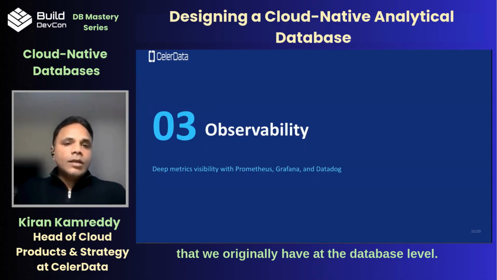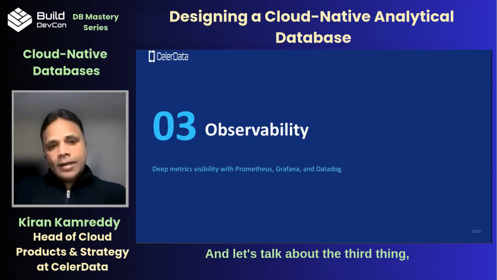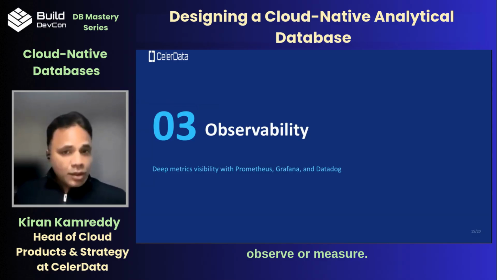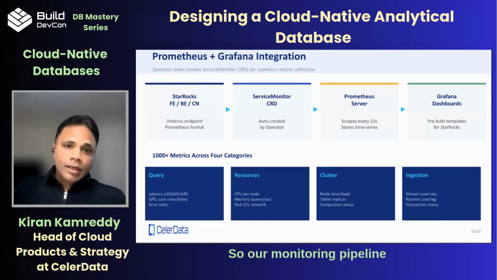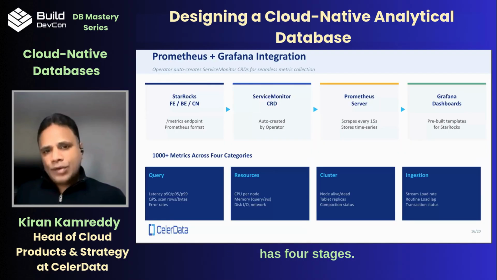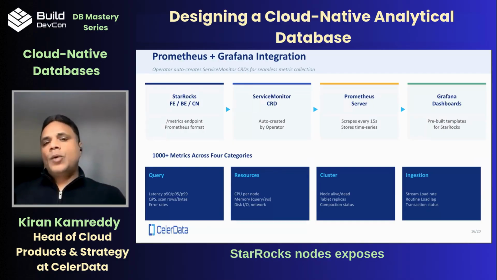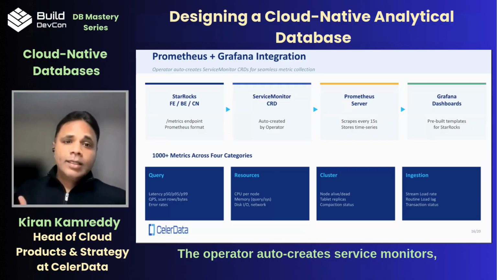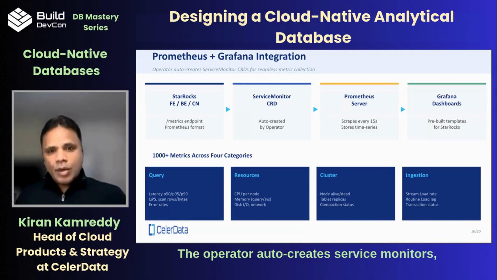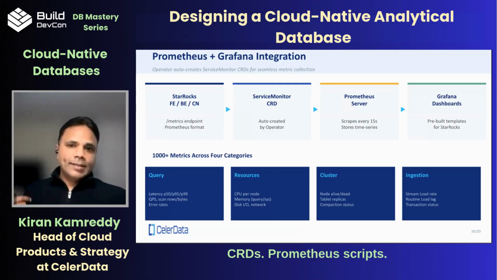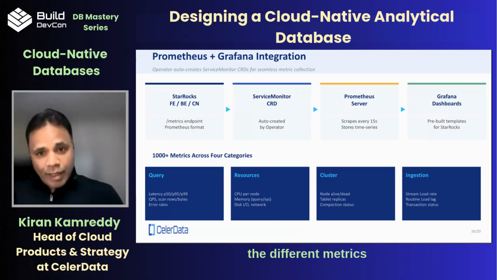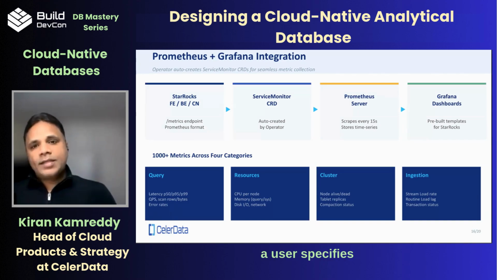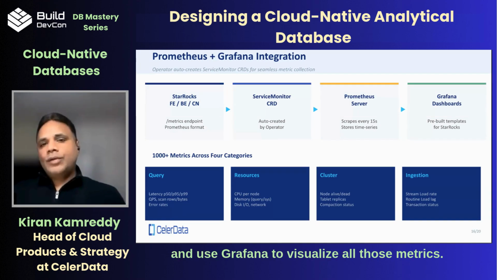And the third thing to talk about is observability, because you can't really manage something that you can't observe or measure. So our monitoring pipeline has four stages. StarRocks nodes expose metrics endpoints in Prometheus format. It's pretty much standard. The operator auto-creates ServiceMonitor CRDs. Prometheus scrapes the different metrics at whatever intervals our user specifies, and you use Grafana to visualize all those metrics.